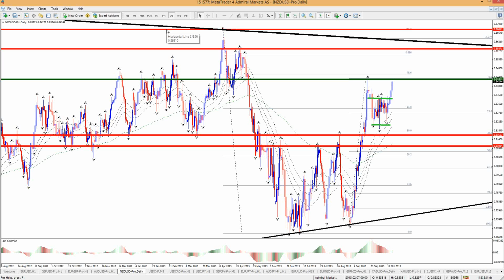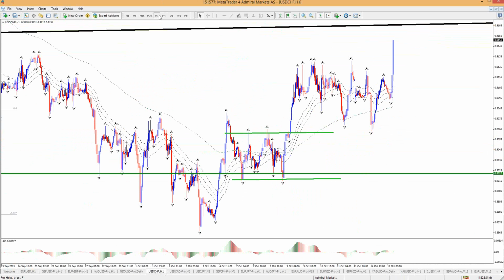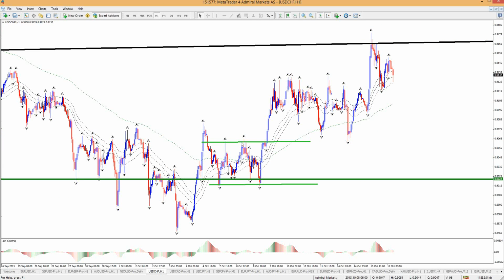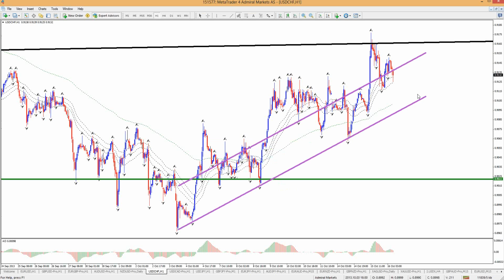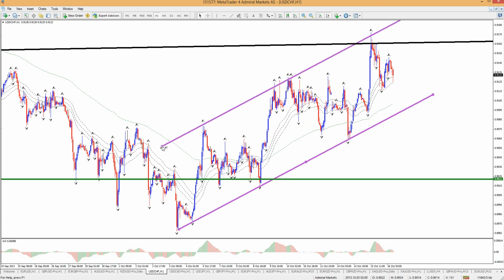Let's take a look at dollar Swissy. Euro dollar still bouncing about, I see. No direction as yet. Dollar Swissy is in fact in a very nice uptrend channel. Take a look at that. Very nicely in harmony, right? The tops and bottoms are almost perfect. Perfect touches both on the top and the bottom of that trend channel. I mean, this is like a textbook example, right?